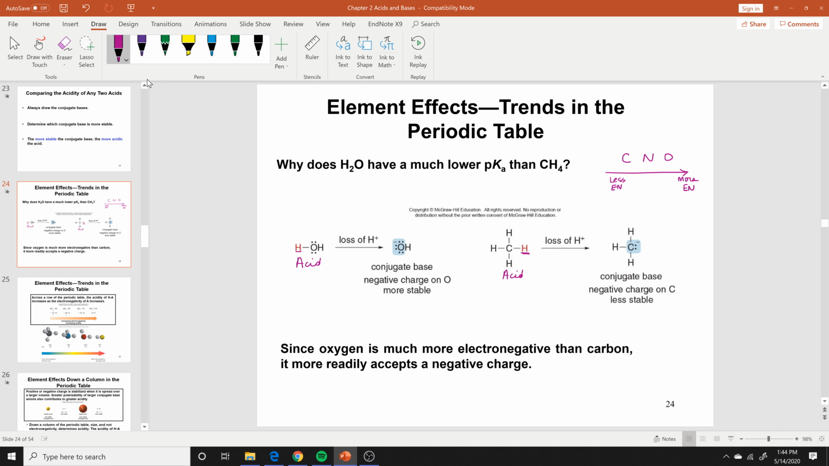Because think about it, a negative charge is an indication that you already have extra electrons. And since carbon is less electronegative, we don't prefer to have a negative charge on the carbon. If you want to put a negative charge, put it on the most electronegative elements, like halogens and oxygens. They bear the negative charge and are more stable there.